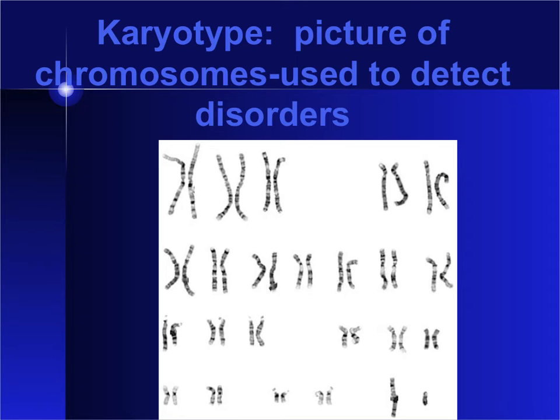So now that we know what some of the chromosome disorders are, the way that they're often diagnosed is by making something called a karyotype. So a karyotype is a picture of chromosomes, and it can be used to detect disorders and also just to see what chromosomes look like. So this is a karyotype, and you can see that there's many pairs. If you were to count them all, you would notice that there's 23 pairs of chromosomes. The last pair of chromosomes are referred to as the sex chromosomes. That's where you'll find the X and the Y.